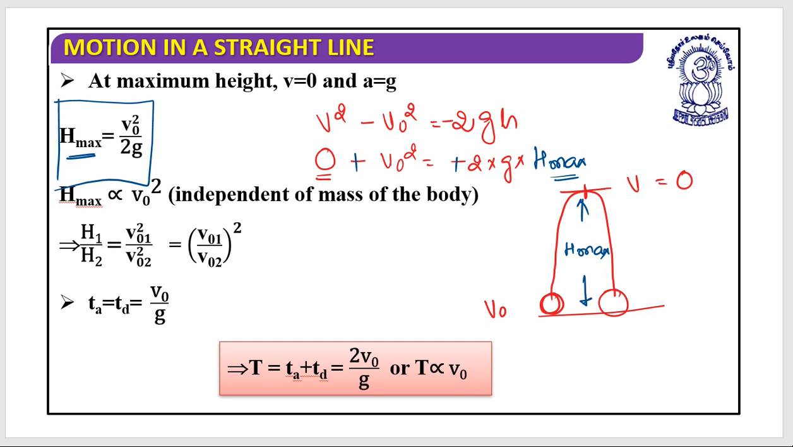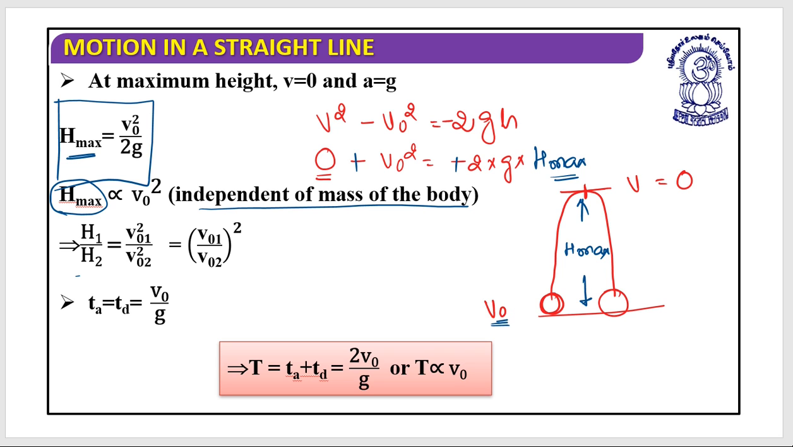If I have thrown an object with v naught and the mass of the object is 10 gram, let's say, and another object has a mass of, let's say, 10 kg, but it has been thrown with the same velocity, then both objects will achieve the same maximum height. This is true. So h max is independent of the mass of the body. Please remember this thing.